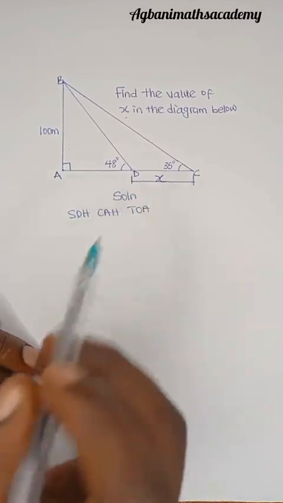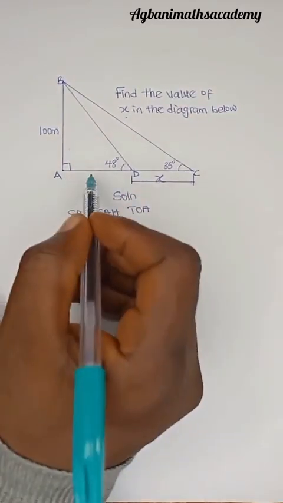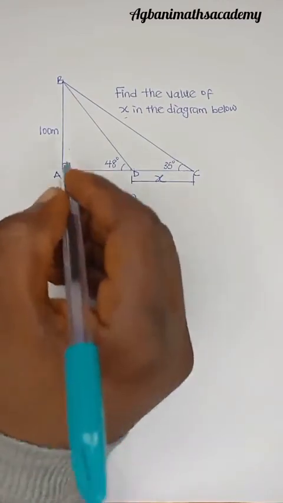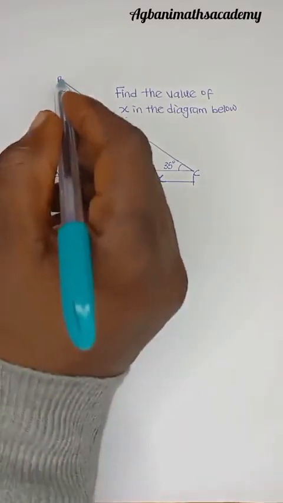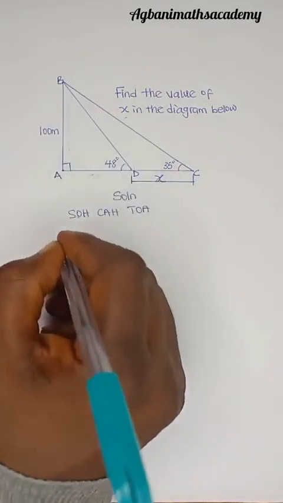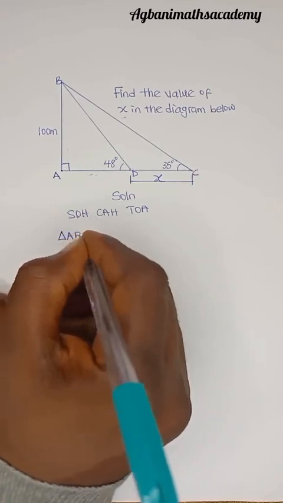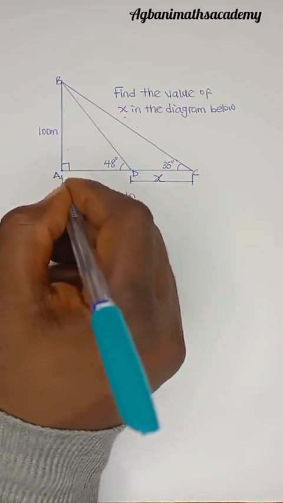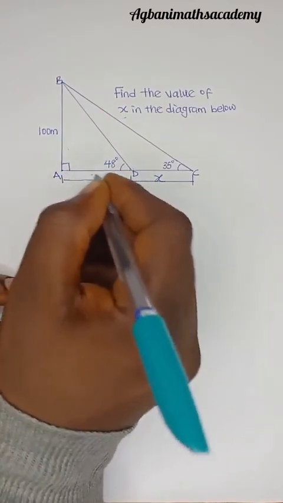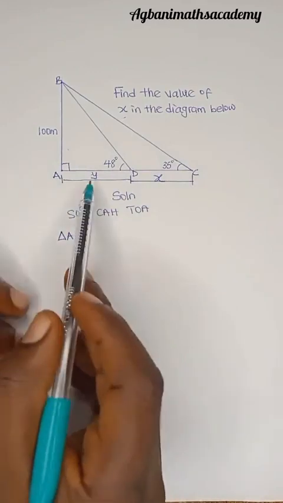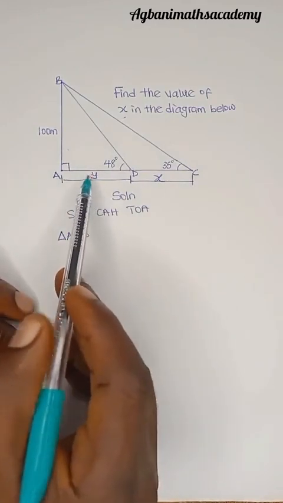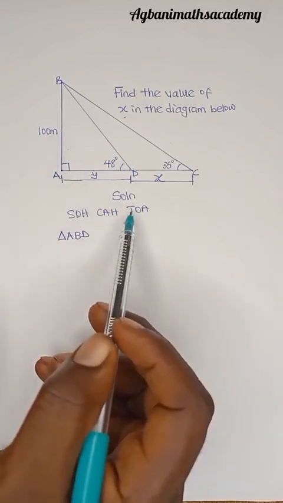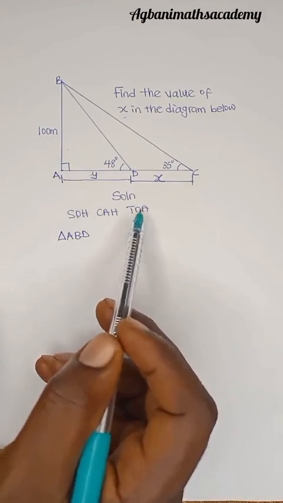For us to solve this, the first thing we are going to do is try to find this length here. This is going to help us in solving this problem. So we are going to consider triangle ABD. So considering triangle ABD, we are going to check what are the parameters that are going to help us in this problem. So we are going to look for y. Let's call this distance y. Okay, so if we have y here, this y is the adjacent and 100 is the opposite. So what can we use among these three? We can use opposite, adjacent. So we are going to use TOA.